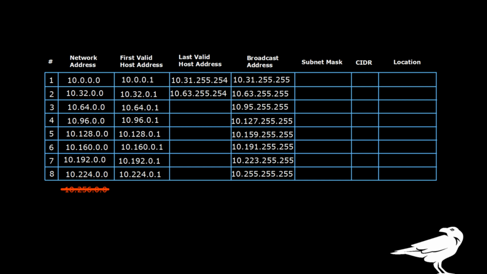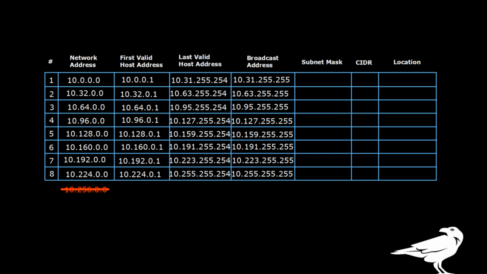For the third network, it is 10.95.255.255 as its broadcast, and if I minus 1 from that in binary and put it back into decimal, that would give me 10.95.255.254. Let's just run through the rest of them. 10.127.255.254. 10.159.255.254. 10.191.255.254. 10.223.255.254. 10.255.255.254. Fantastic. Now we've got all the last valid host addresses.